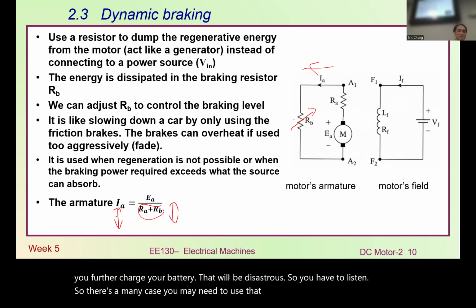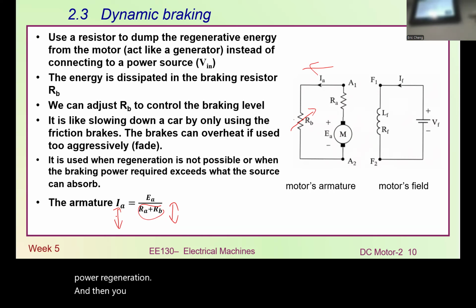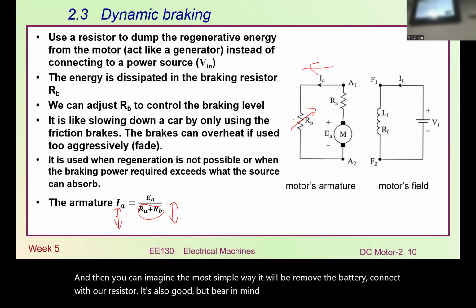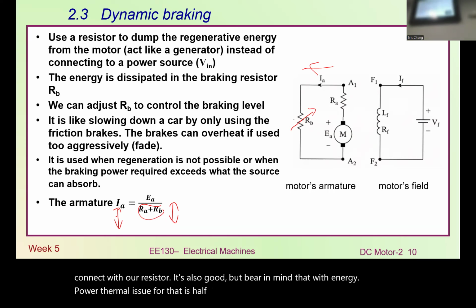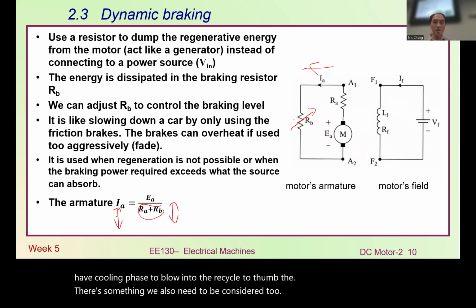That's also called dynamic braking, or in many simple motor drive systems, they don't have any good circuitry for power regeneration. Then you can imagine the most simple way would be to remove the battery and connect the resistor to the system. That's also good. But bear in mind the thermal issue with energy and power: the dissipation is I squared R. That means you need to have cooling air flow into the system to dump the energy. So that's something we also need to consider too.